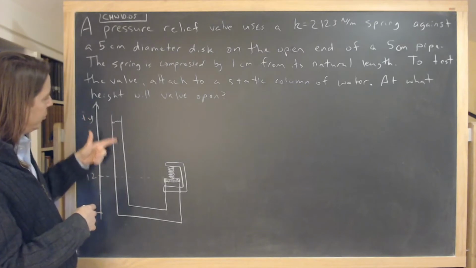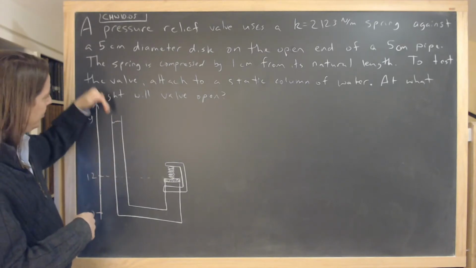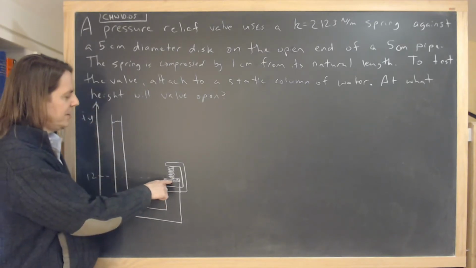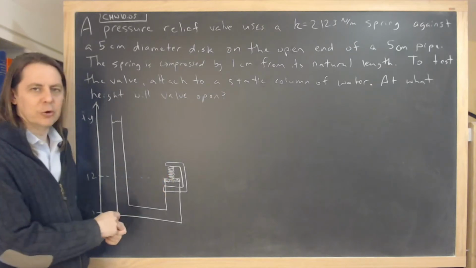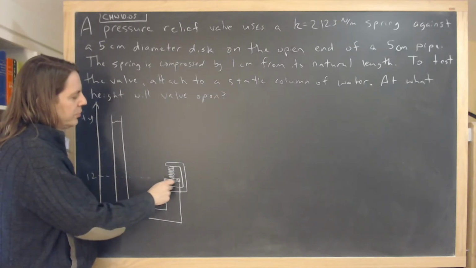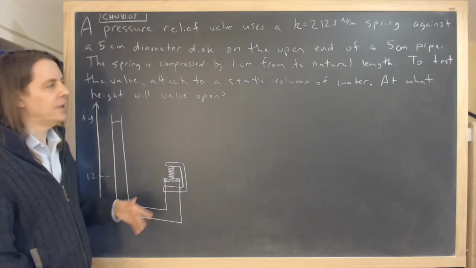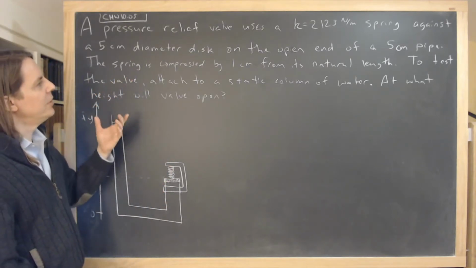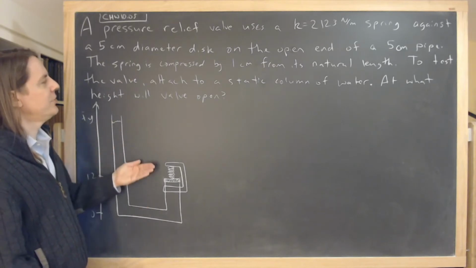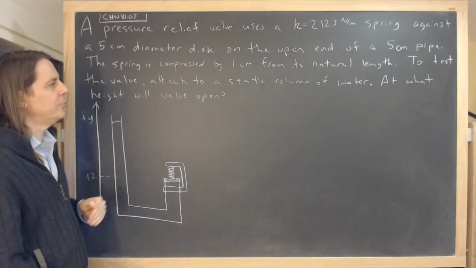We have a column of water here, or fluid. We can put in more or less, and we're seeing when it will force this thing to open. So it's a little circular disc being pushed down by a spring that's pushing against the fluid. That's the idea. We have the spring constant, the diameter of the disc, and how much the spring is displaced, so we can figure out how hard it's pushing down.